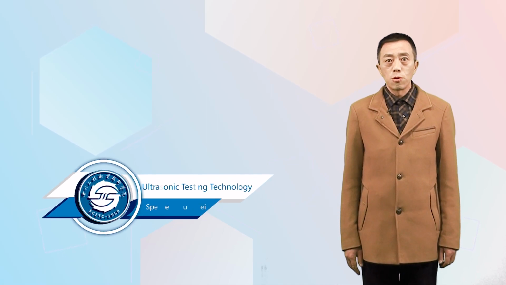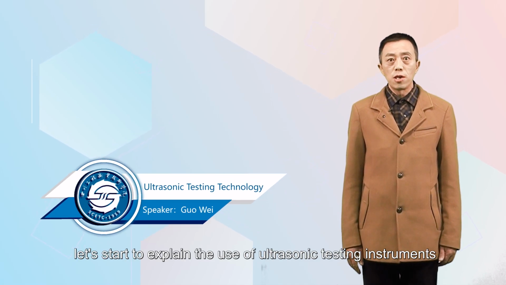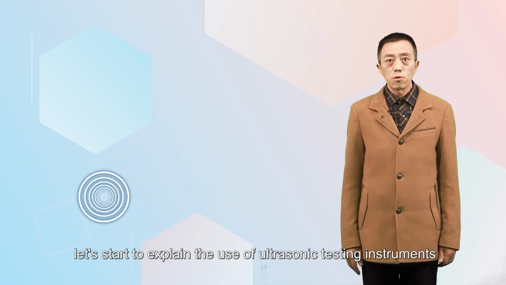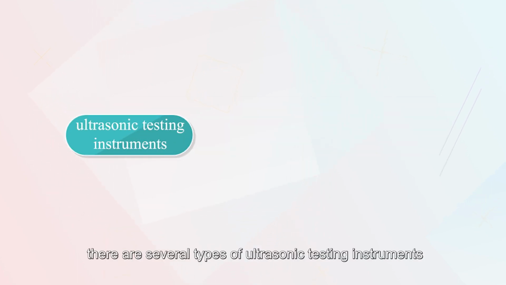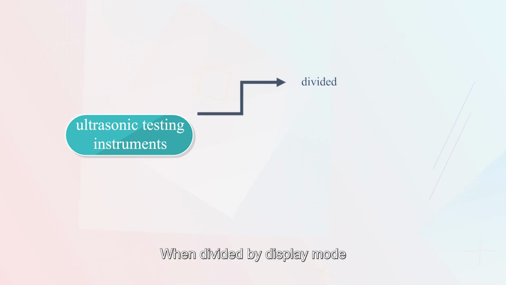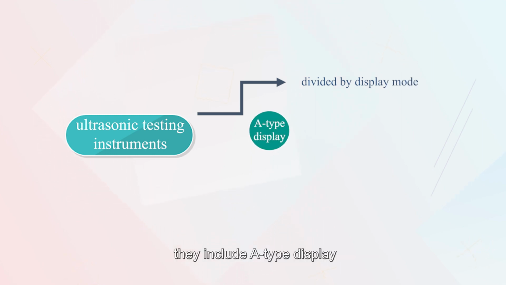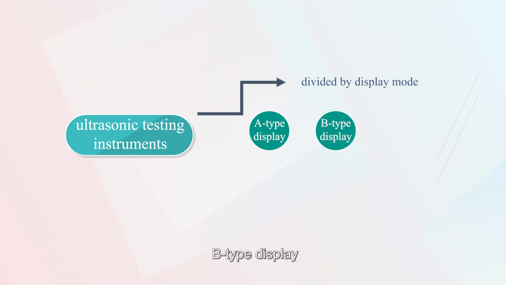Hello everyone. Let's start to explain the use of ultrasonic testing instruments. First of all, we need to understand the basic principles of ultrasonic testing instruments. At present, there are several types of ultrasonic testing instruments. When divided by display mode, they include A-type display, B-type display, C-type display, etc.